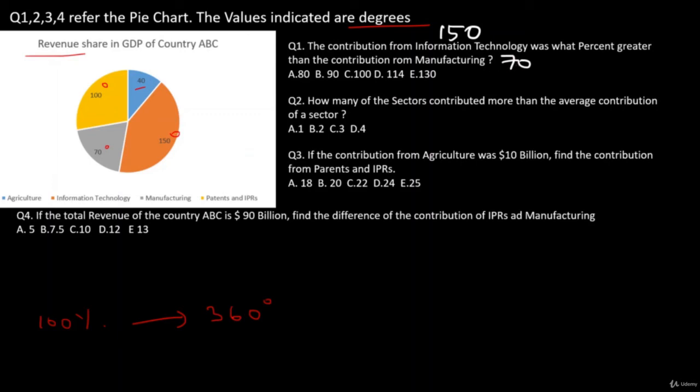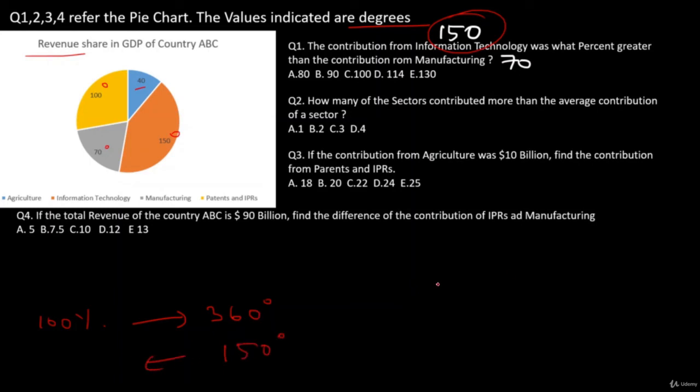So you could actually convert these degrees into percentage also. Let me quickly show that to you over here. And remember, you don't need it for this question, but this is just for your understanding. Over here, you have 150 degrees for information and technology. So how much percentage would that be? You just need to convert it from degrees to percentage.